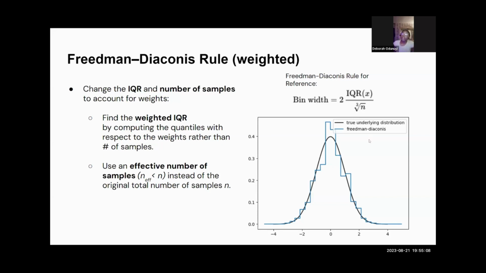So here is a graph using this weighted version of the Friedman-Diaconis rule. As you can see, the number of bins here is not too many and not too few, and you can really tell the distribution of the data, which is why it's really nice to optimize data like this.